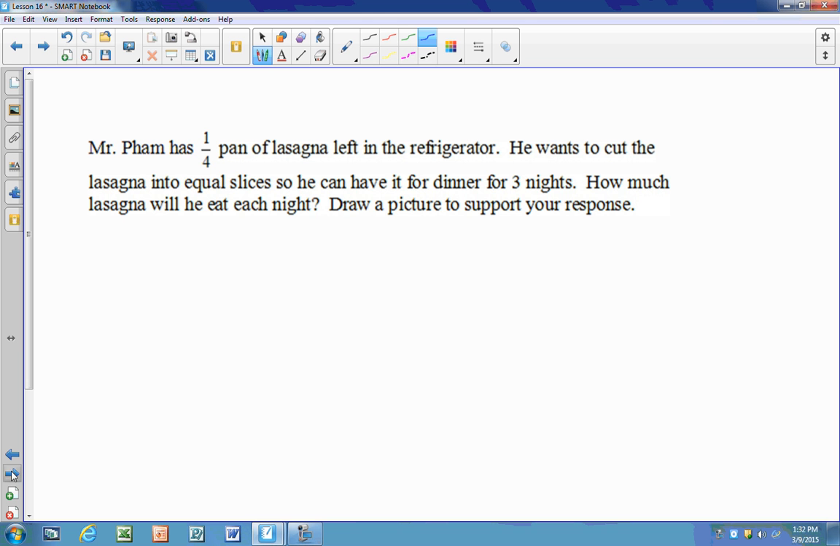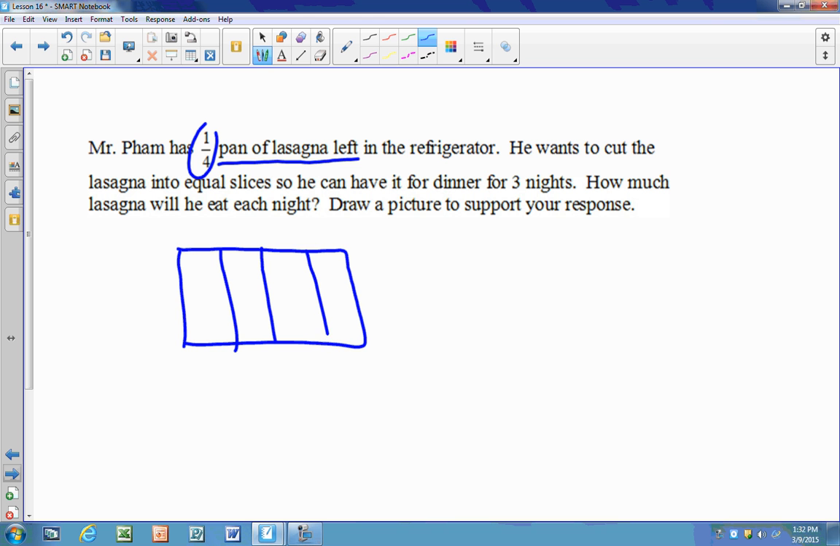Next problem is about Mr. Pham. He has a 1/4 pan of lasagna left in the fridge. So we're going to show our 1/4 pan of lasagna. Then it says he wants to cut the lasagna into equal slices so he can have dinner for 3 nights. How much lasagna will he eat each night?